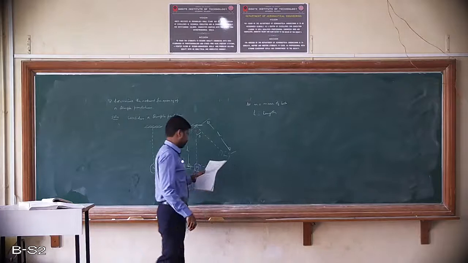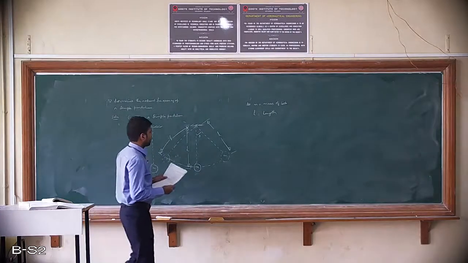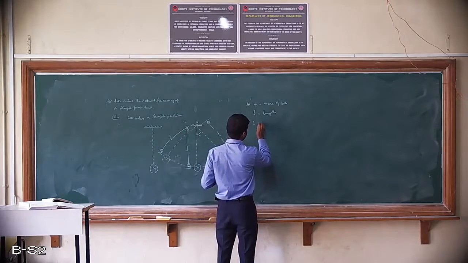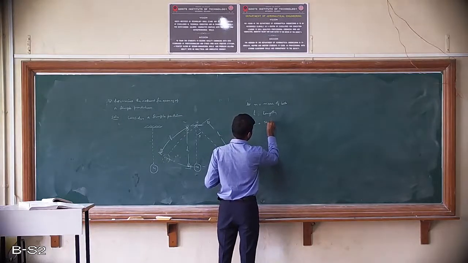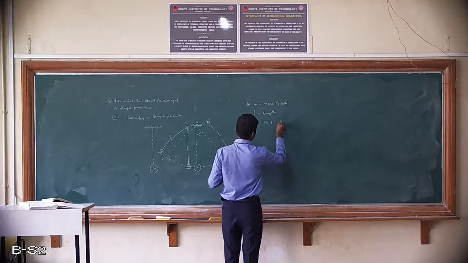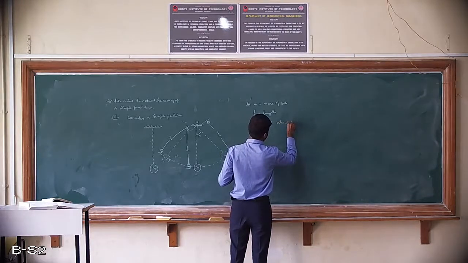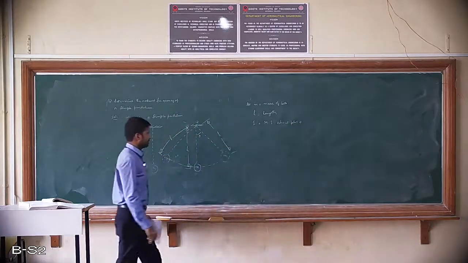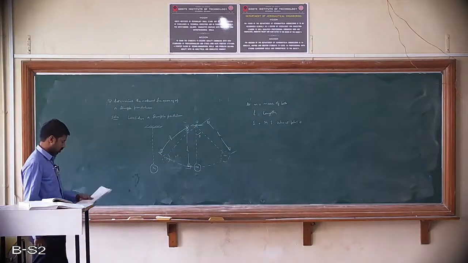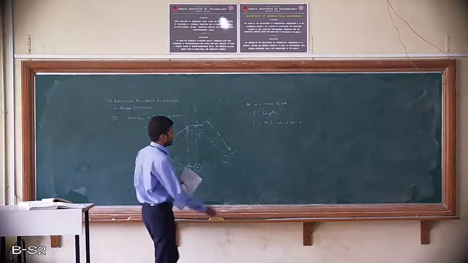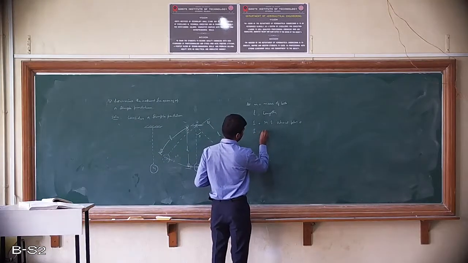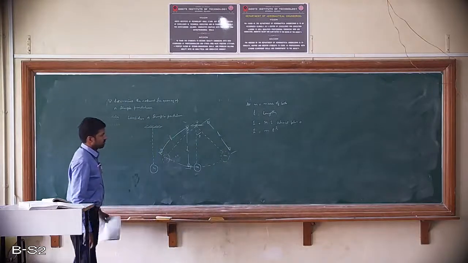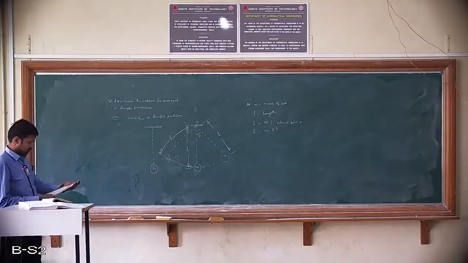L is the length of the rod. I will call this point O. I is the moment of inertia about point O, and this I is given by I is equal to M L square.